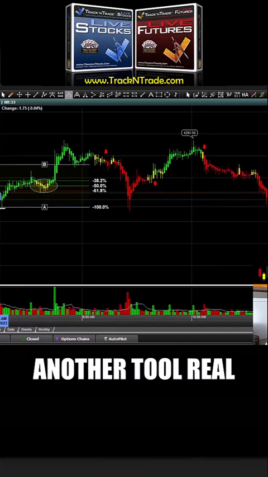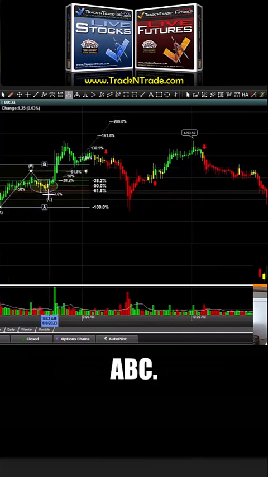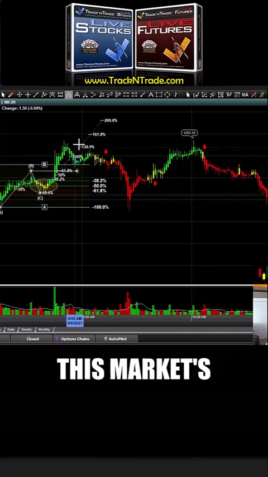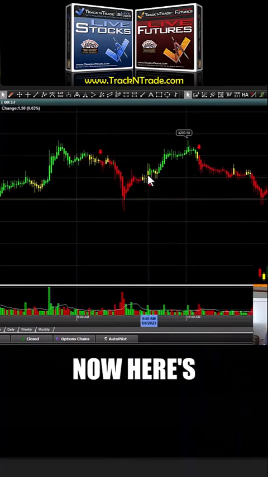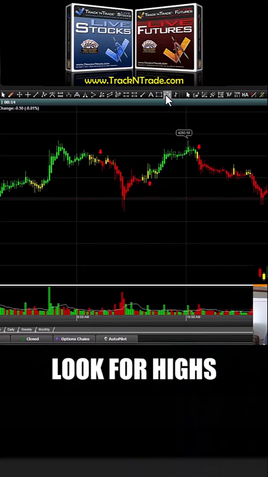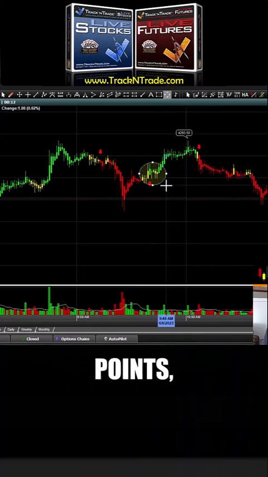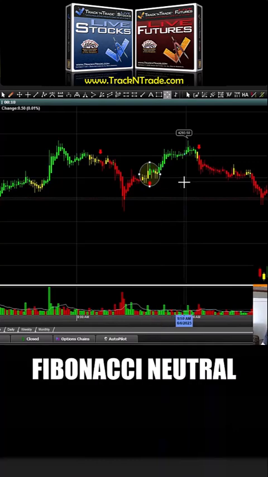We'll just sneak in here another tool real quick. A, B, C, and we're going to anticipate this market's going to rise in price. And we're going to go ahead and do this one more time. Now, here's another yellow. We don't have to sit and look for highs and lows. We don't have to look for breakout points.